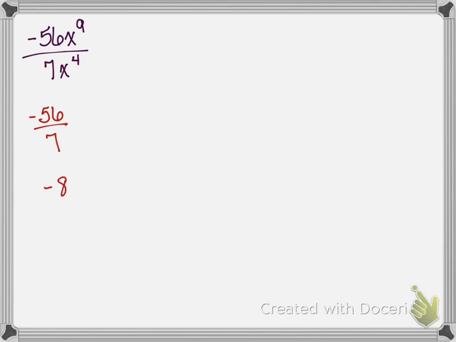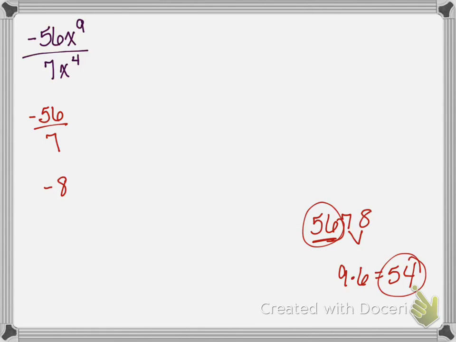Now, I told this to the last class and they kind of laughed. 7 times 8 is 56. Sometimes we forget that multiplication fact. I always have to stop and think about it. The other multiplication fact that we forget is 9 times 6 is 54. Students get the 56 and the 54 mixed up. So if you're ever not sure if it's 54 or 56, think 5, 6, 7, 8. 7 times 8 is 56.